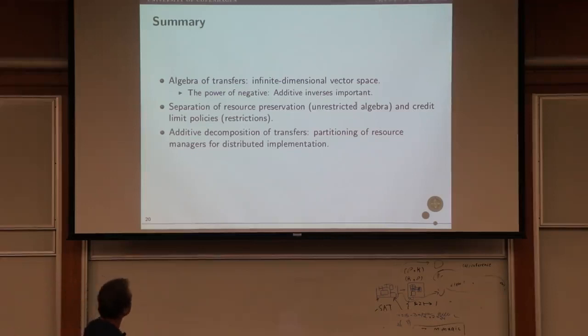So there's a separation of resource preservation. That's the unrestricted algebra with the negatives. And then a separate one that lets us specify flexible limits as to what kinds of ownership states are even legal. So in other words, this is a flexible way of definable credit limit strategies. It's not built in by saying, oh, everybody has to have at least zero of everything, okay?